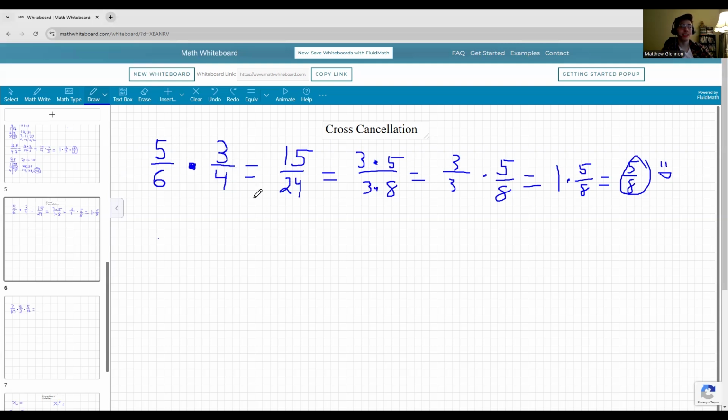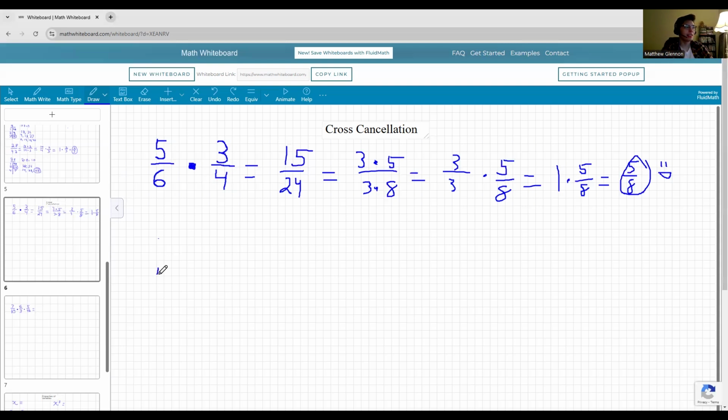Now keep in mind, this only works when there's multiplication. So if you see, say, addition or subtraction, you will not be able to use this. If you see division, you could do the same process, but you'll have to flip it, use keep change flip. You would flip this one, and then you could do cross cancellation.